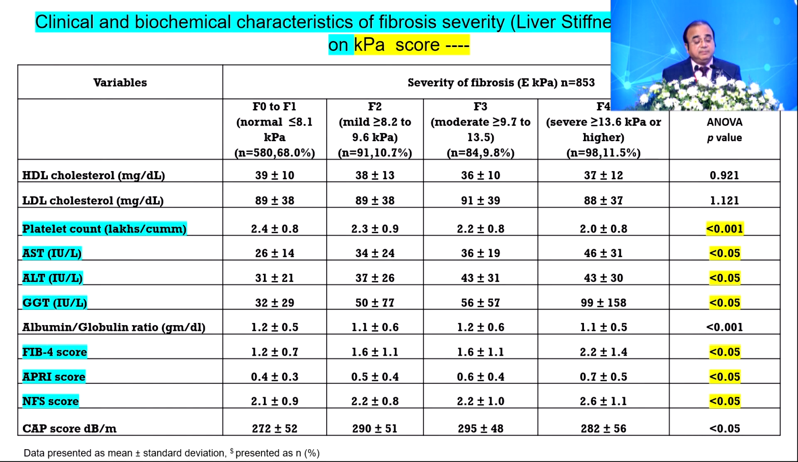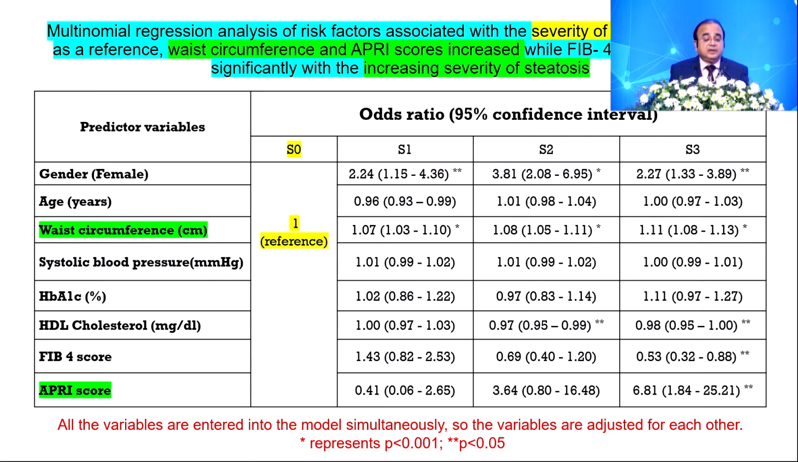And at the same time, when we looked at the fibrosis, the platelets and AST, ALT and all the scores were correlating very well. So when we did the multinomial regression analysis, and we have traveled a lot, Zeba sitting here, she has done a lot of data work for our group, and when we compared with S0 as a reference, what we have seen is that waist circumference is still holding the key, and APRI scores also hold the key.